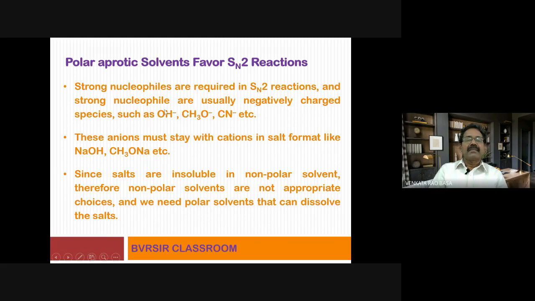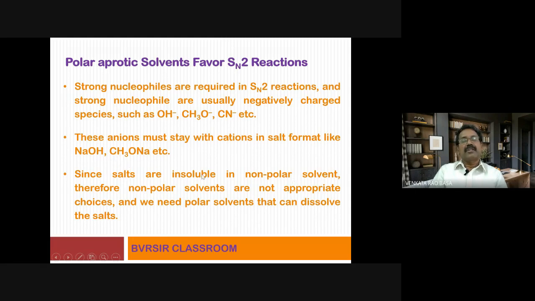Strong nucleophiles are usually negatively charged, such as OH minus, which is a strong nucleophile. Similarly, CH3O minus, the methoxide ion, and CN minus, the cyanide ion, are strong nucleophiles. These anions must stay with cations in salt form, like NaOH, CH3ONa, NaCN, KCN, etc.